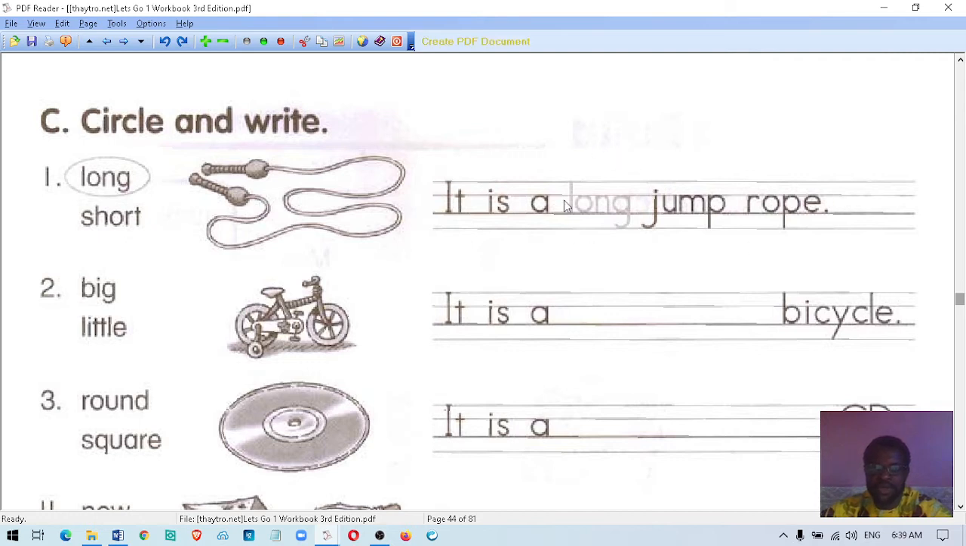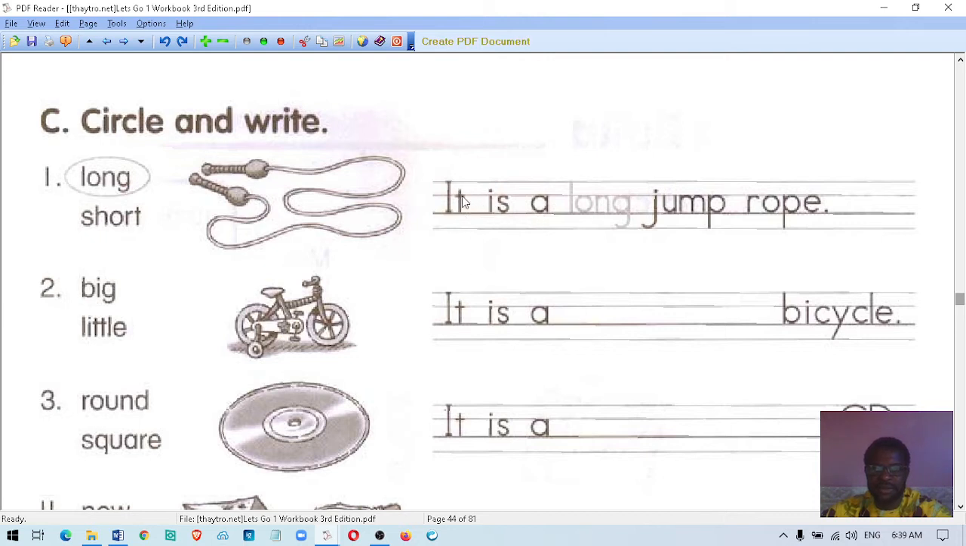But the subject or the lesson here, they're telling us about adjectives. See, our adjective here is long jump rope. But I'm focusing on this particular one. How do we use all these pronouns, it, she, he, they, we, you, together with our verb be? So we're using it is a. See, it is a.